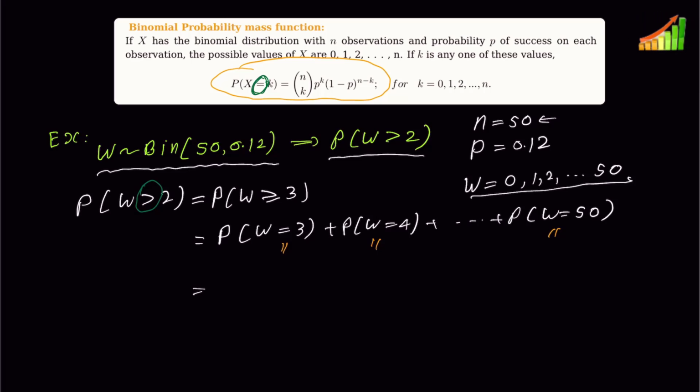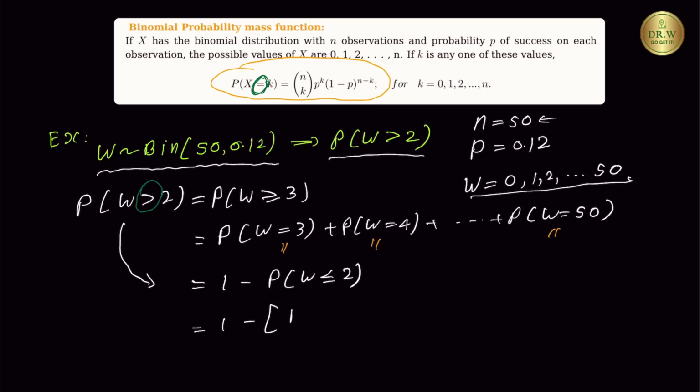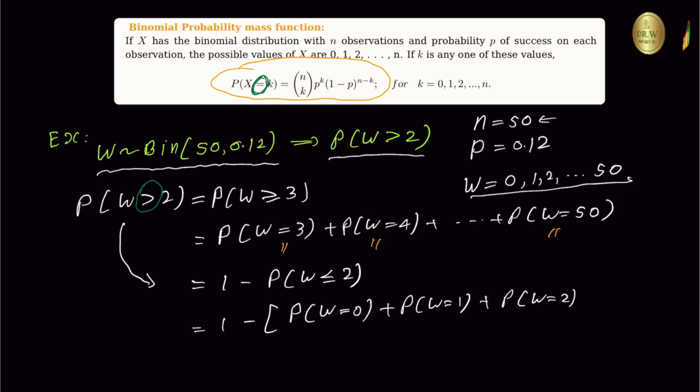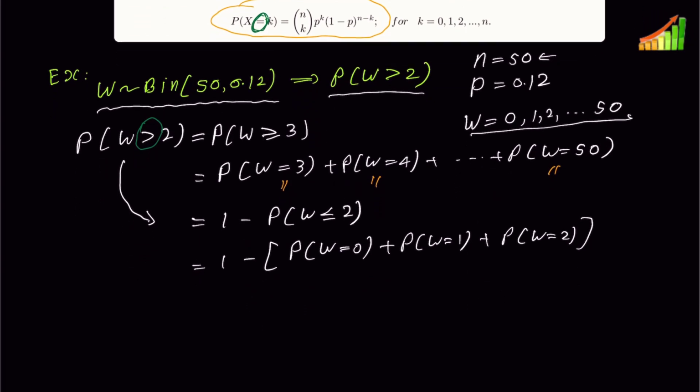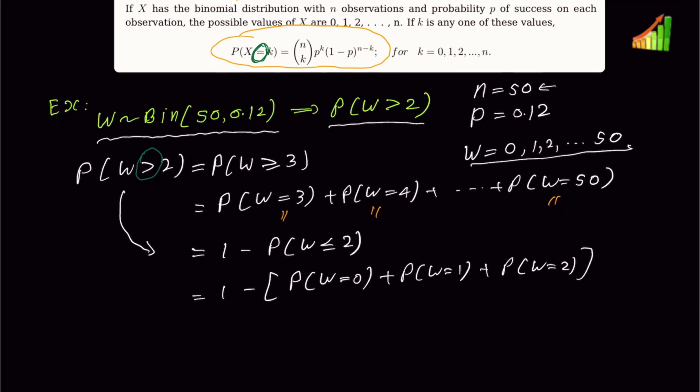How do we do that? Using the properties of probabilities of the discrete case, we can write this as 1 minus probability W less than or equal to 2. Right. Therefore, now we can write probability W less than or equal to 2 as the probability of W equals 0 plus probability of W equal 1 plus probability of W equal 2. So now you can apply the mass function for each of them.